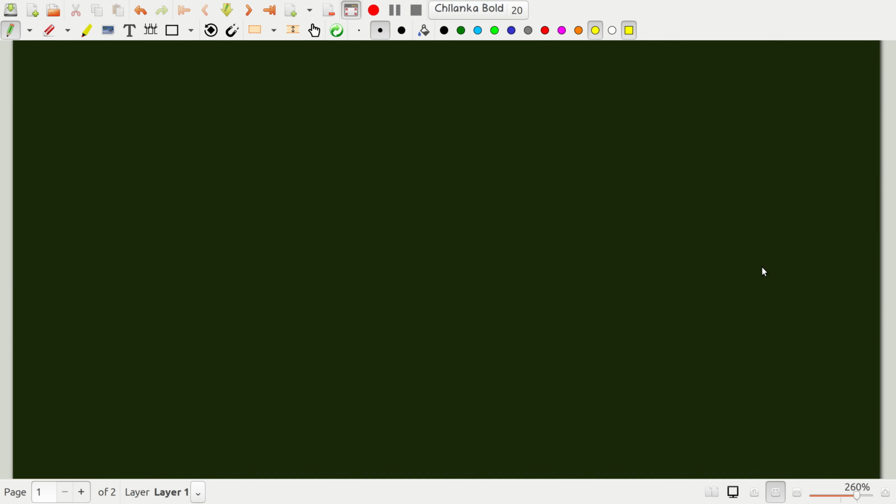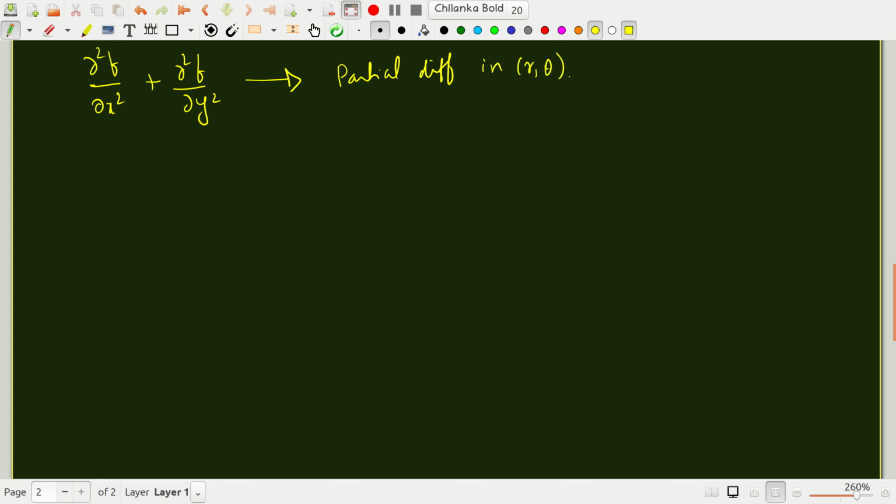Our objective is to convert this Laplacian expression, partial squared f by partial x squared plus partial squared f by partial y squared, to a partial differential expression in r theta, comprising derivatives in r theta. So how do we do this? You do this in a very straightforward manner.